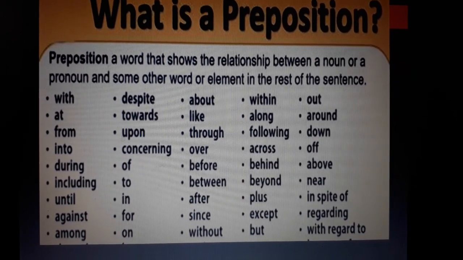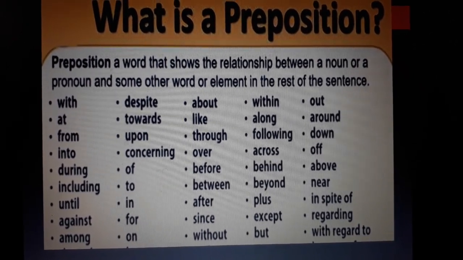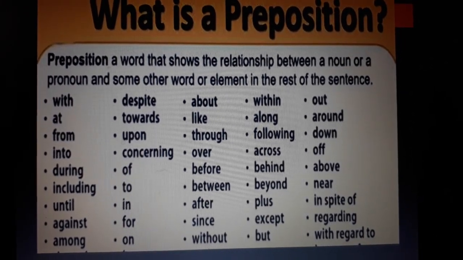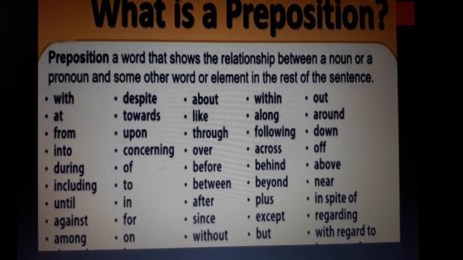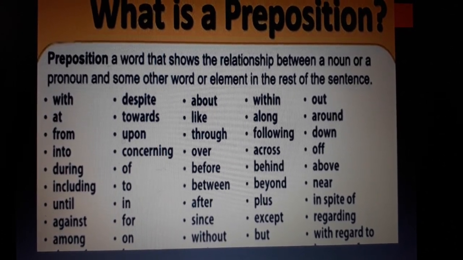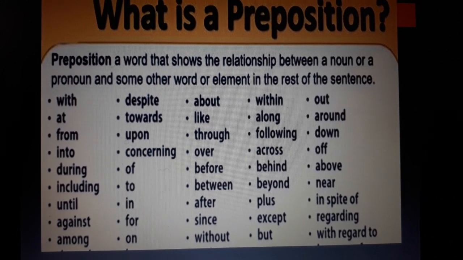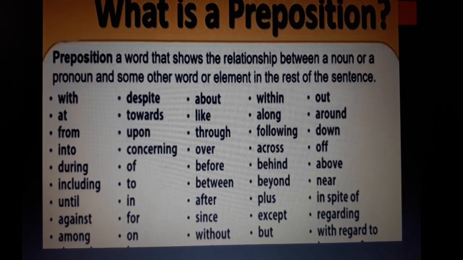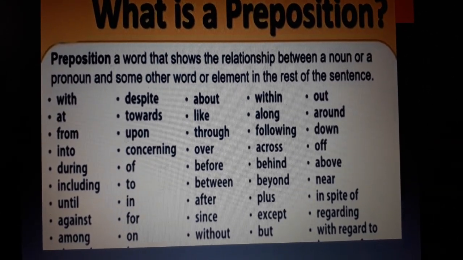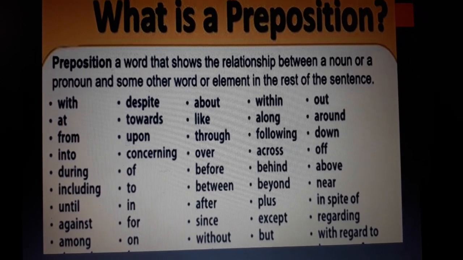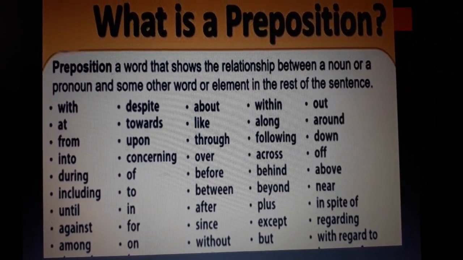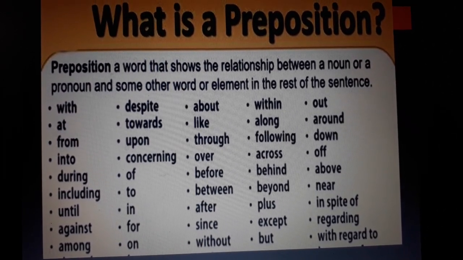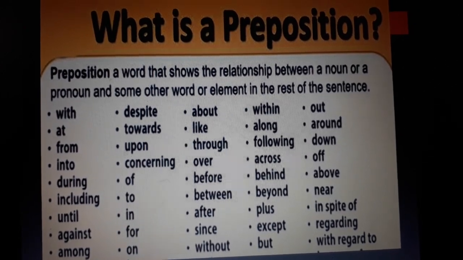We can see some prepositions which we are very well aware of. We know them and we use them a lot of times: with, at, from, into, during, including, until, then, of, to, in, for, on, over, before, between, after, since, within, out, around, in spite of, with regard to. Now, for example, if we take a sentence, he found the book on the table. Here, the preposition is on, as it shows the relation in place between the book and the table.